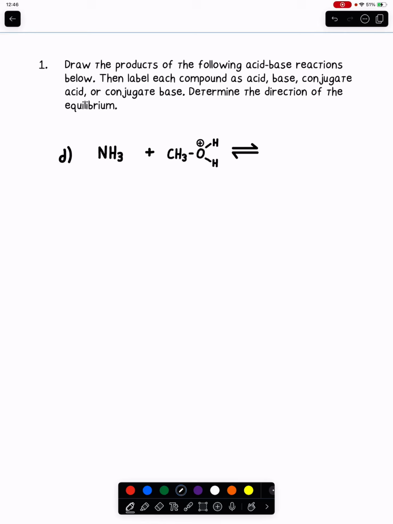All right, in this example, we're being asked again to draw the products of the following acid-base reactions below. Then we're going to label each compound as the acid, the base, the conjugate acid, or the conjugate base. And then we're going to determine the direction of the equilibrium here.